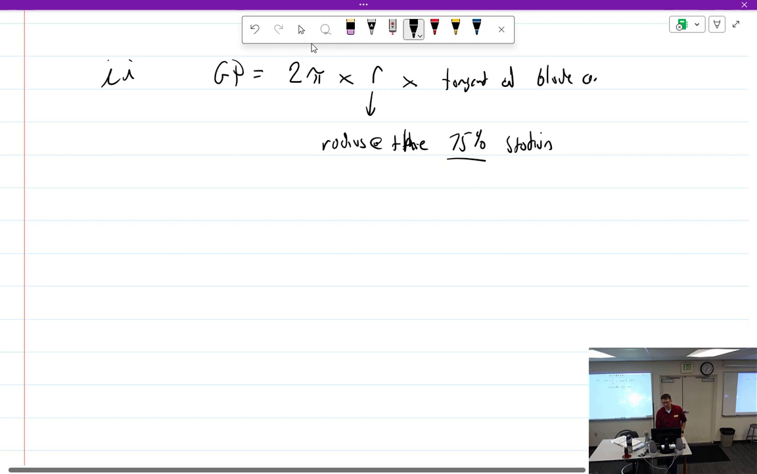Why? Any idea why it's at 75%? The Geneva Convention of 1968 met, and there was a huge argument. The delegate from the Netherlands wanted it to be the 68% station. The Germans insisted that it was, I don't know.